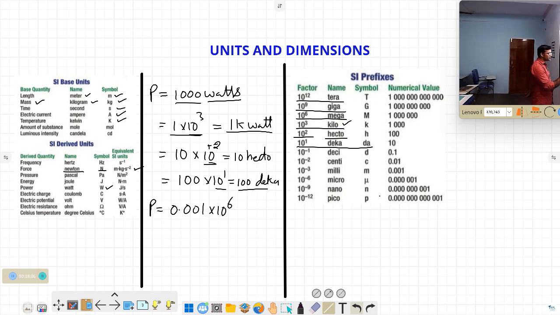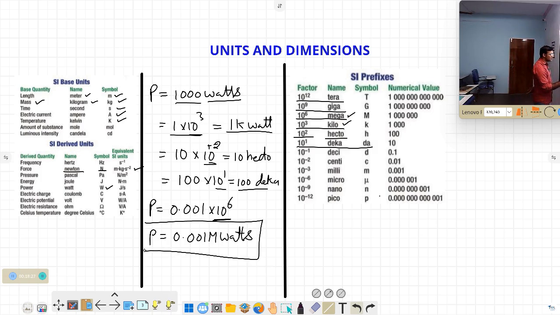0.001 means after the decimal there are 3 digits; the 3 cancel, and again you get the same 1000. So I can write this value in megawatts as 0.001. This 10 power 6 is called mega, and the unit of power is watts. This is the way you have to use the prefixes while solving problems and conversions.